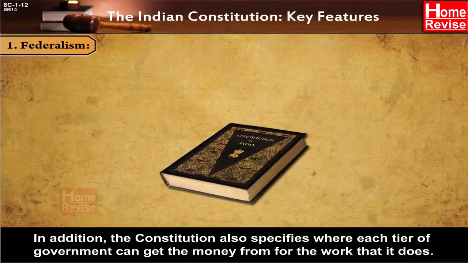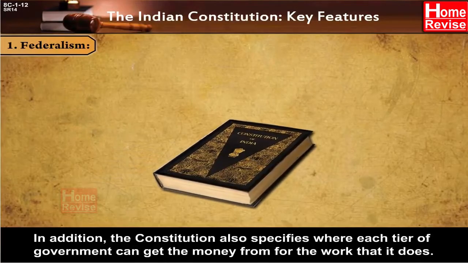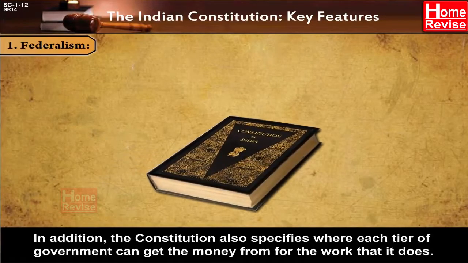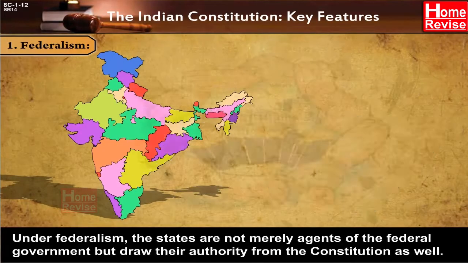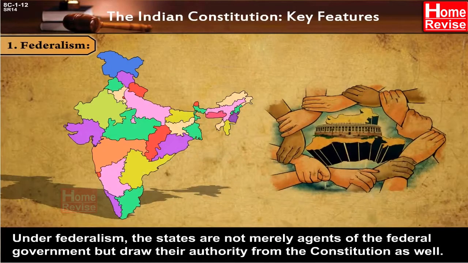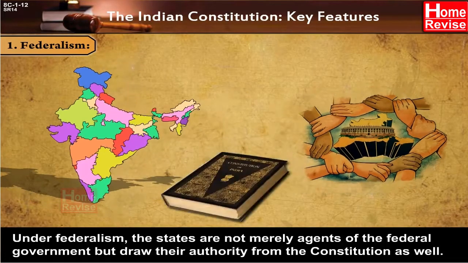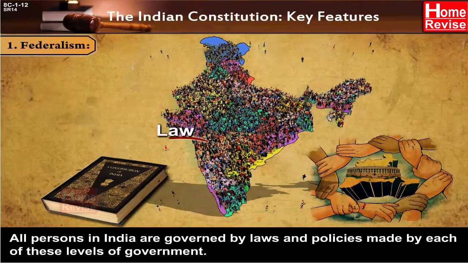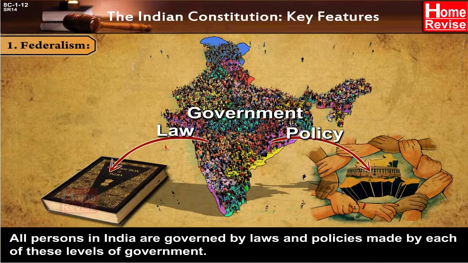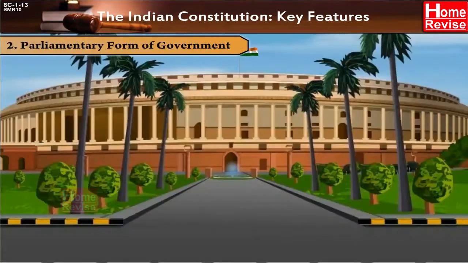In addition, the Constitution also specifies where each tier of government can get the money from for the work that it does. Under federalism, the states are not merely agents of the federal government, but draw their authority from the Constitution as well. All persons in India are governed by laws and policies made by each of these levels of government.